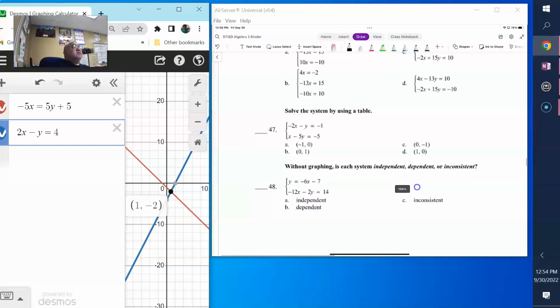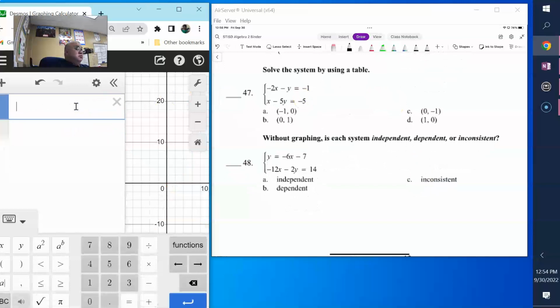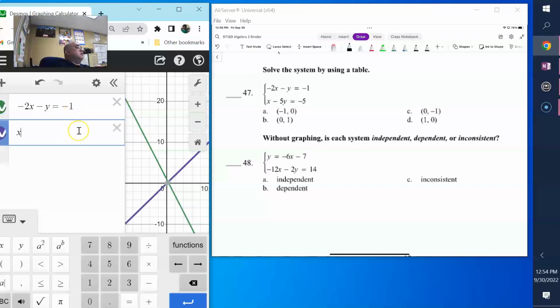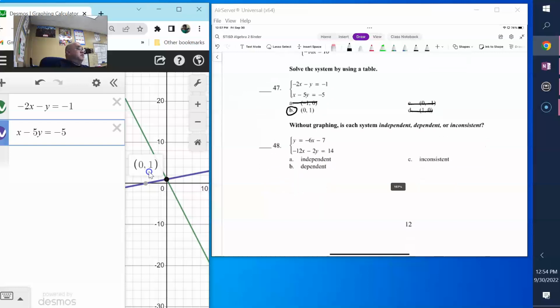47. It says solve the system using a table. Once again, I'm going to use Desmos. We have -2x minus y equals -1, and x minus 5y equals -5. So the answer is 0, 1. Not 0, -1, not 1, 0, not -1, 0. So your answer is 0, 1. So it's B. That's 47.